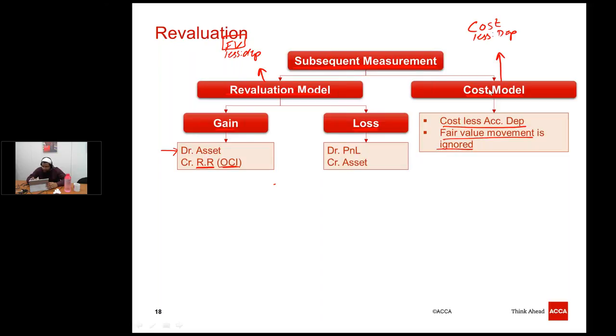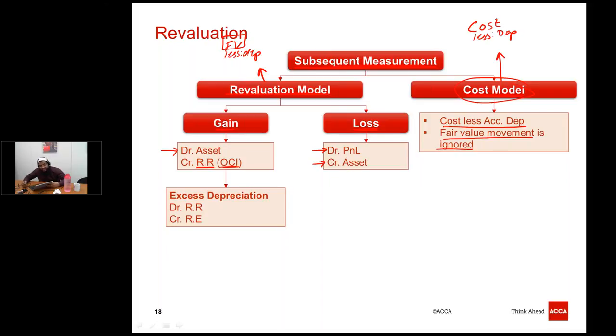We are also not going to record the loss in the cost model. Whether it's a gain or a loss, completely ignore this. And in the revaluation model, if there is a loss, the asset will actually decrease and the loss will be recorded in P&L. So if there is a gain, OCI; if there is a loss, P&L.